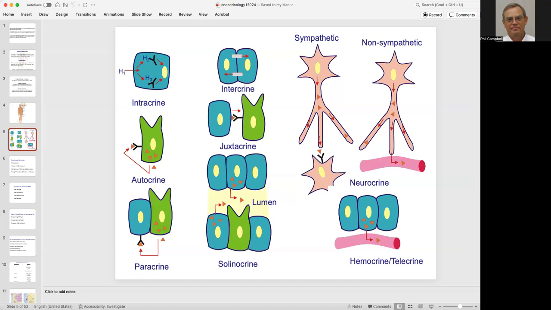Next, if we drop down to right here, we have autocrine. This form of communication dates back to 1978, right? And basically what this states is that a cell releases a hormone, it enters the interstitial space, and then signals back on that source cell. All right? That's called autocrine. So the cell produces the hormone that then tells that cell what to do.